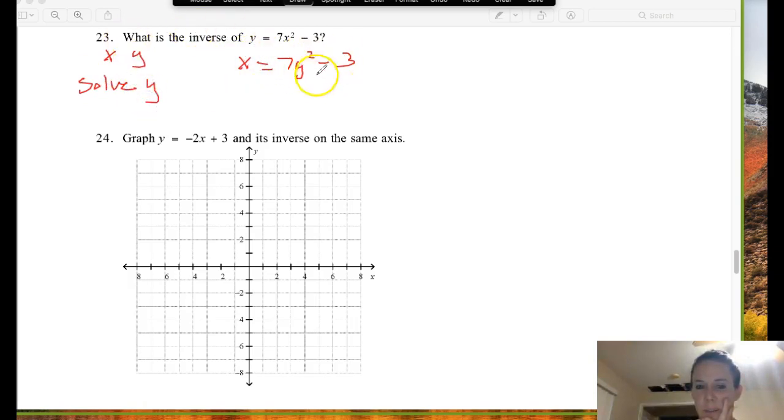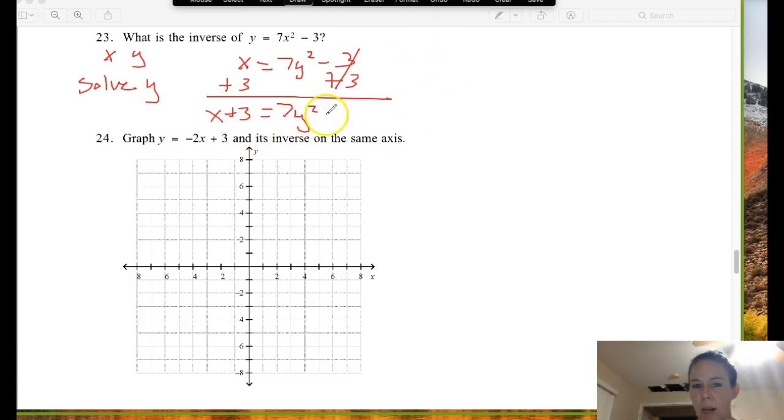So I changed them, now solve for y. So just put it back in its form. So this technically is the inverse because I changed the x and y. If I was just having a table, I would literally just switch these values to find the inverse. Okay, but let's solve for y so we actually have our function in the form we want. We're going to add 3 to both sides. And we get 7y squared equals x plus 3.